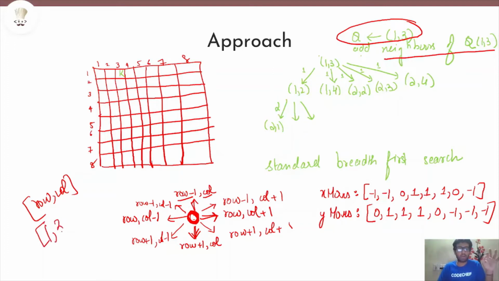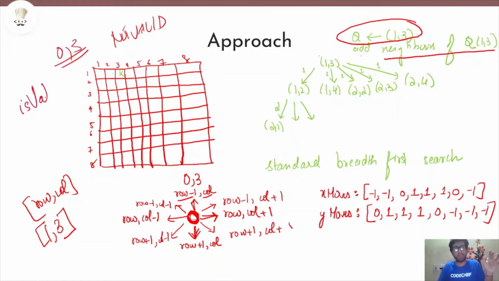If you take row comma column as 1, 3, and I want to move up from 1, 3, what is it? I have to go to 0, 3. But 0, 3 in this grid is not valid. So 0, 3 is not valid. Hence, this means that we need an isValid function that, after we compute the neighbors, checks if the neighbors we are computing are valid within the bounds of the grid or not.